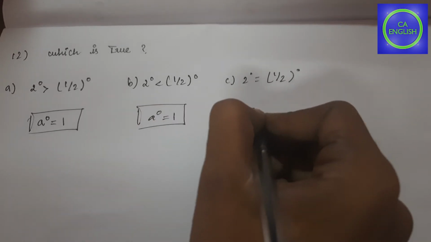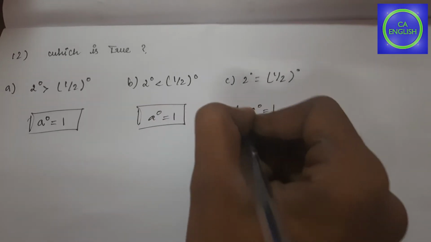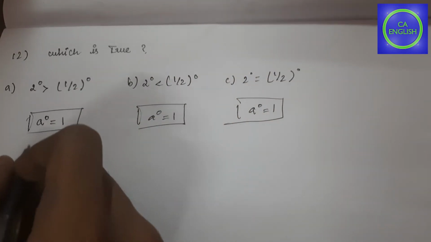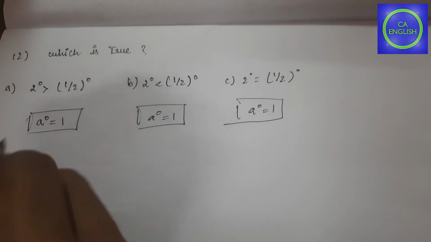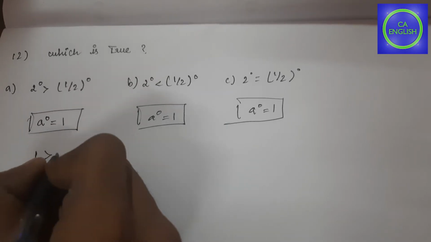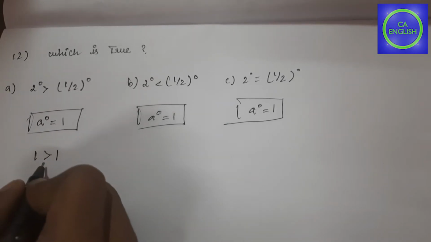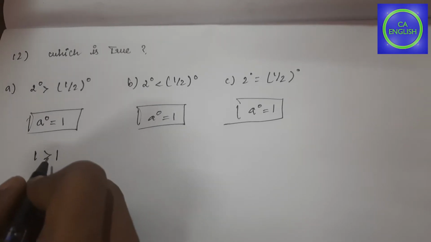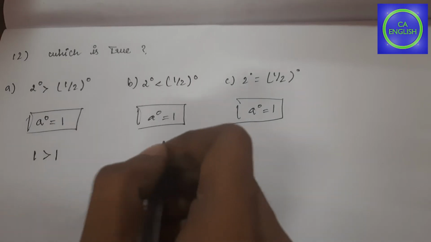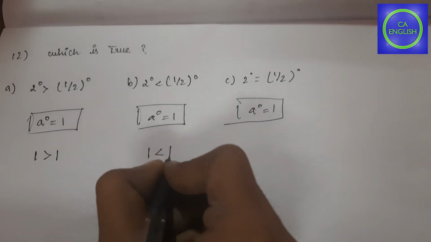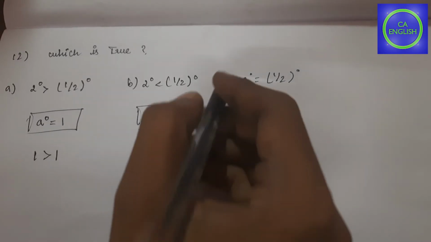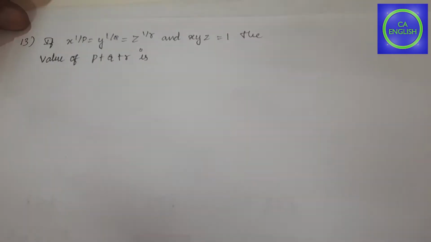That is the common law for all the options. Now if we do a power 0, here it is 1 and here also 1, so option A is not the right answer. 1 is not greater than 1. It is always equal, 1 and 1 are equal. That means option B, 1 lesser than 1, is also wrong. Here 1 is equal to 1, so the answer is option C.